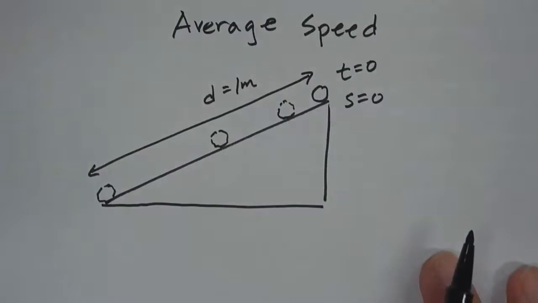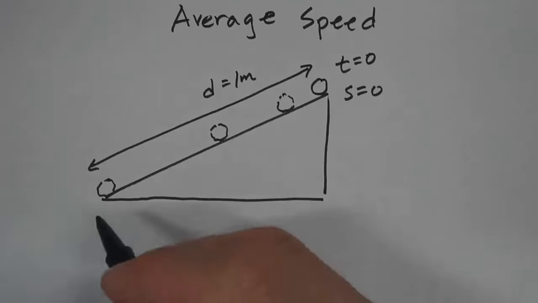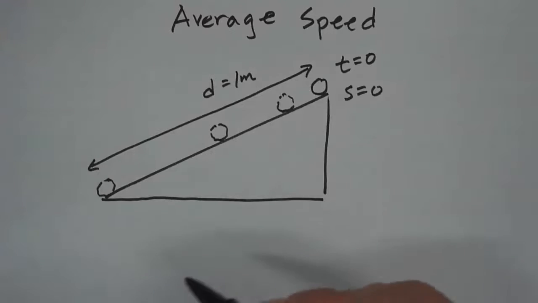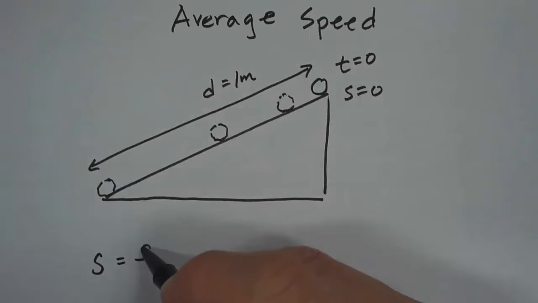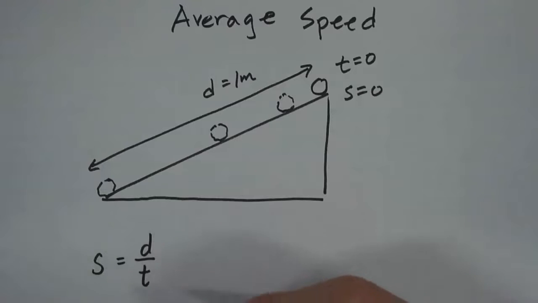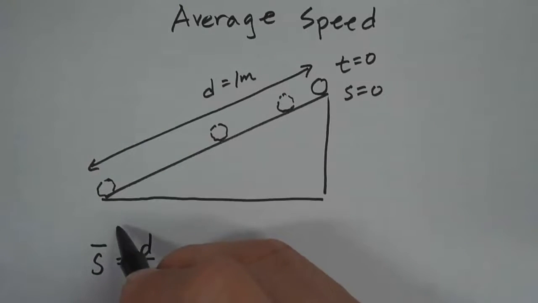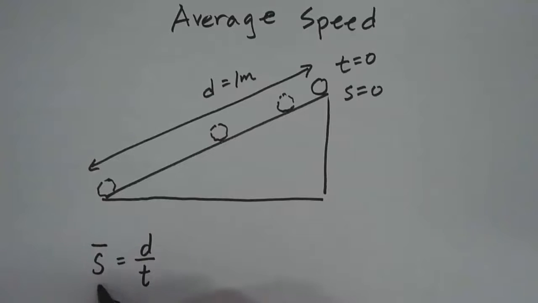Okay. So when we're trying to calculate the average speed for something that has a changing speed, it's still the same equation, speed equals distance divided by time. Now sometimes textbooks will put a bar over it, and that bar just means average. So this right here is just telling us the average speed.